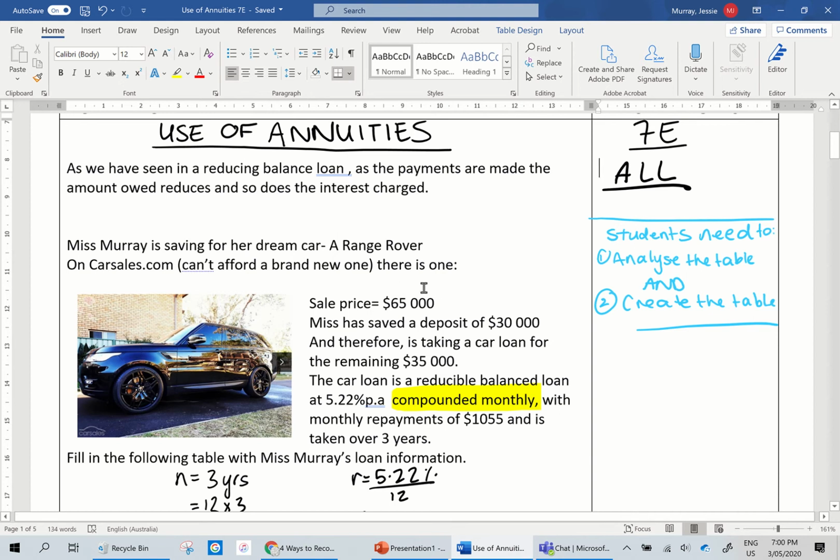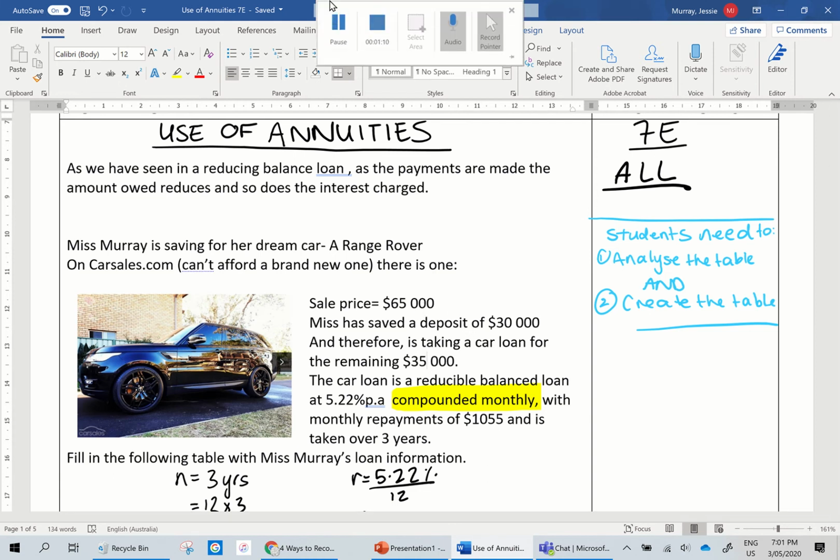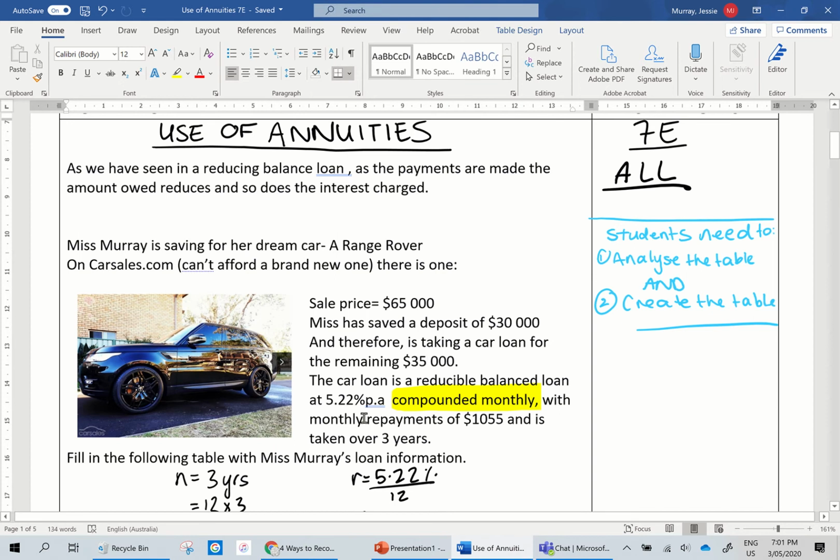Otherwise, the sale price of this second-hand one, because I can't afford a brand new one, is $65,000. And let's say I have a deposit of $30,000, and that makes the car loan $35,000 to make up the remaining. Okay, so I pay off $30,000, and I have to take a loan out for the extra $35,000. Most car loans are somewhere between 4 and 8%. The average one at the moment, Google told me, was 5.22% per annum. This is compounded monthly. I'm making monthly repayments of $1,055 over 3 years.